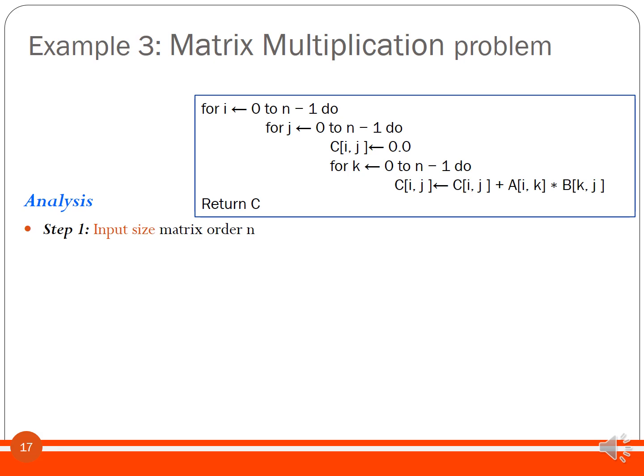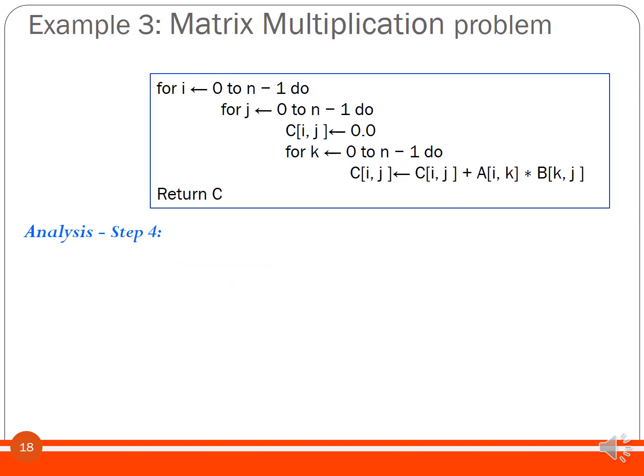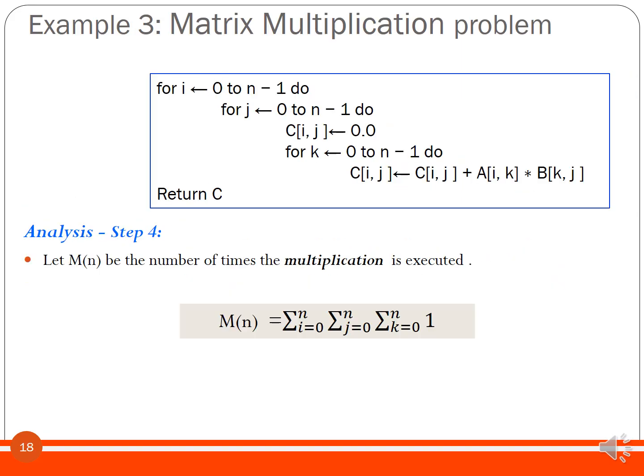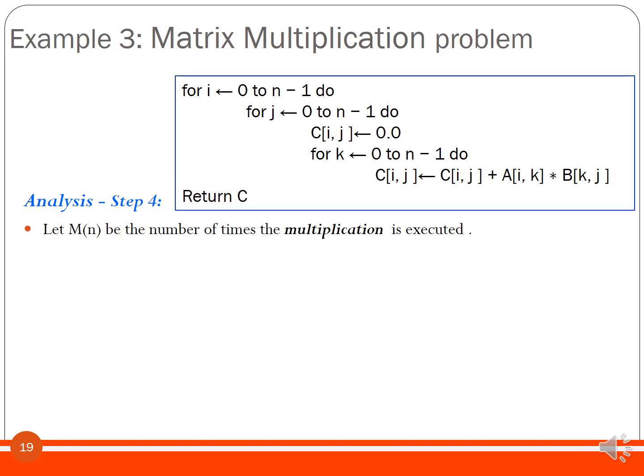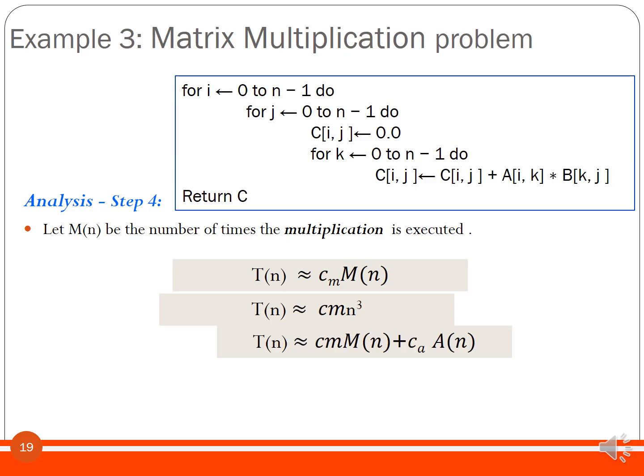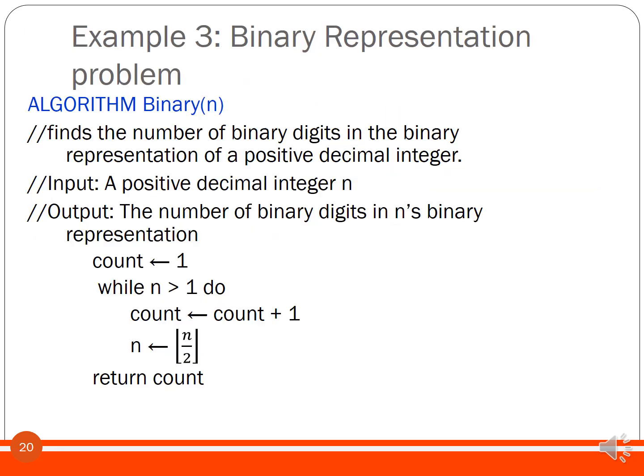Since all three loops execute n times, the number of basic operations depends only on the input size. So each loop runs n times, therefore the multiplication operation executes n into n into n, which equals n cube times. Hence the time complexity of the standard matrix multiplication is big O of n cube.